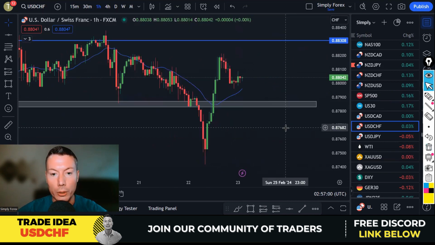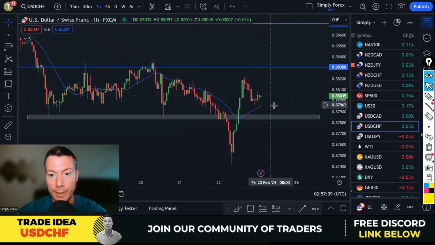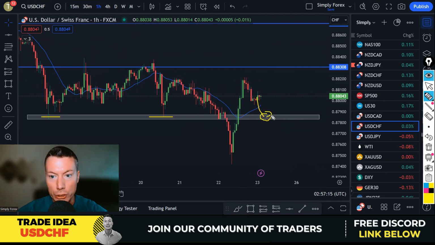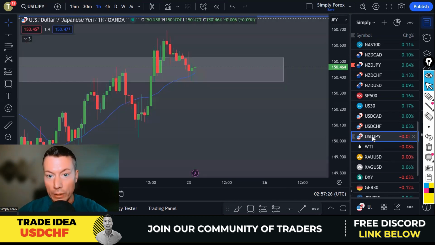All right, guys, so that's why I'm looking at US dollar Swiss franc, or it comes back down to this level here. Historically, if I zoom out, you can see this has been proven support. Maybe price comes down to here, bullish reaction. I'll also be interested in buying US dollar Swiss franc. So that's the first of the flight to safety trades. And obviously US dollar yen as well.